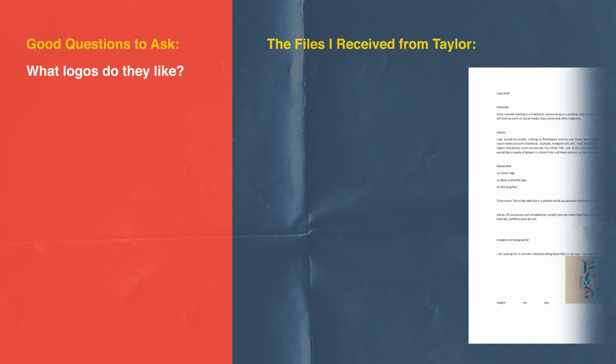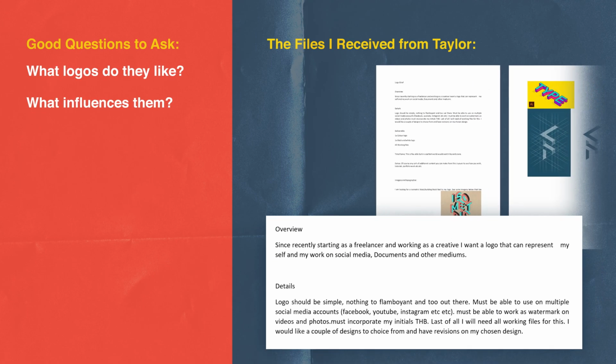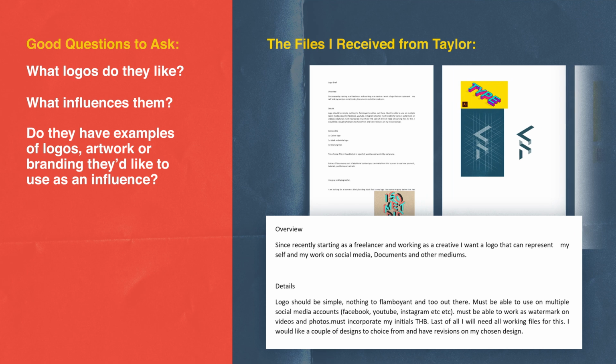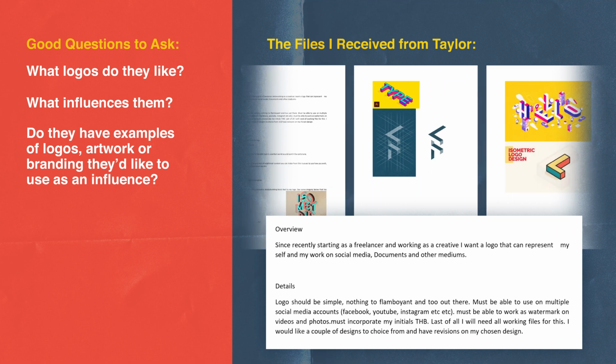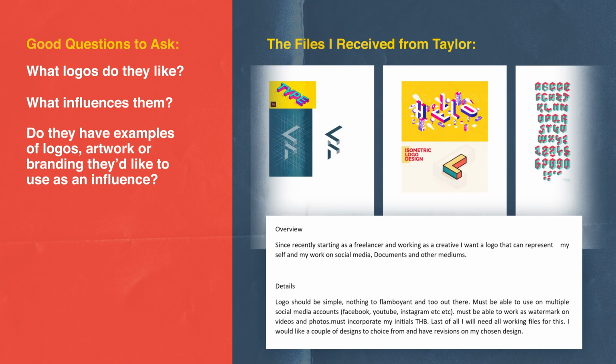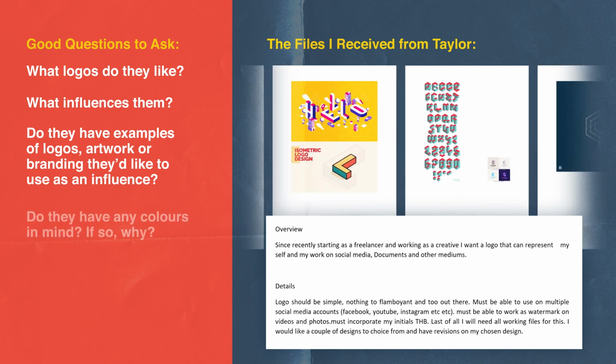Part 2. Figuring out what the client wants. Some clients, those sent from above, will come to you with a clear idea of what they'd like and a list of influences, colours and other mood board style assets to help you understand what they need. These are few and far between, however, so you should talk to your client and try to gain the following information. What logos do they like? What influences them in a positive way? Do they have examples of logos or artwork or branding that they think is effective and would like to use as an influence? Do they have any colours in mind?